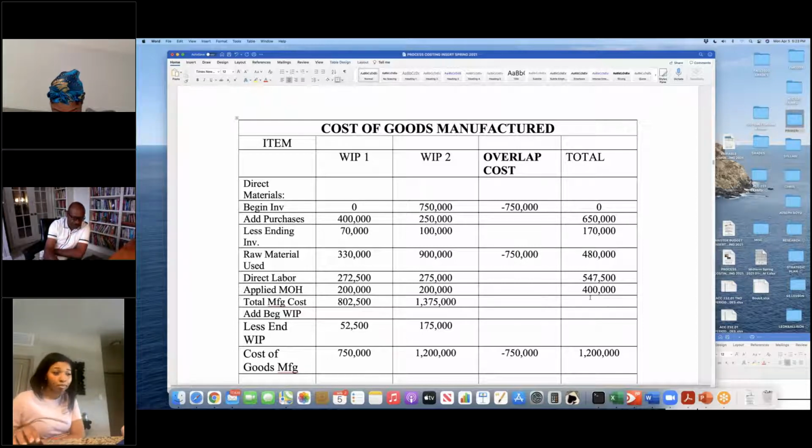$1,427,500. Then we add our ending work in process inventories. How much are they?